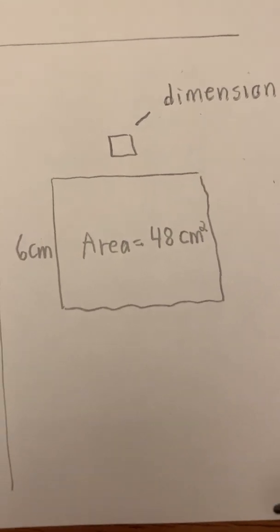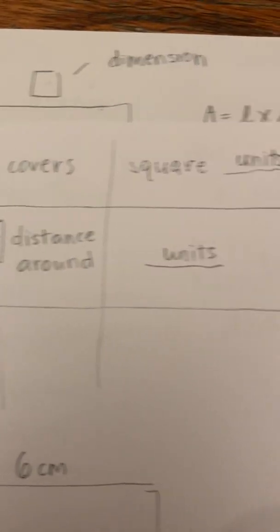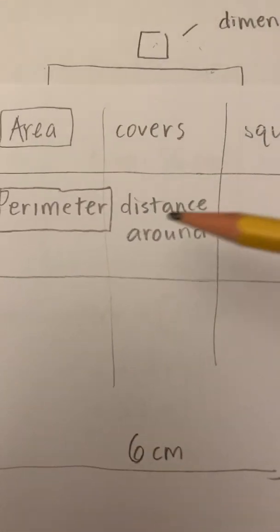Remember, area is the space that covers, and we measure it in square units, and perimeter is the distance around a shape, and we label it with units.